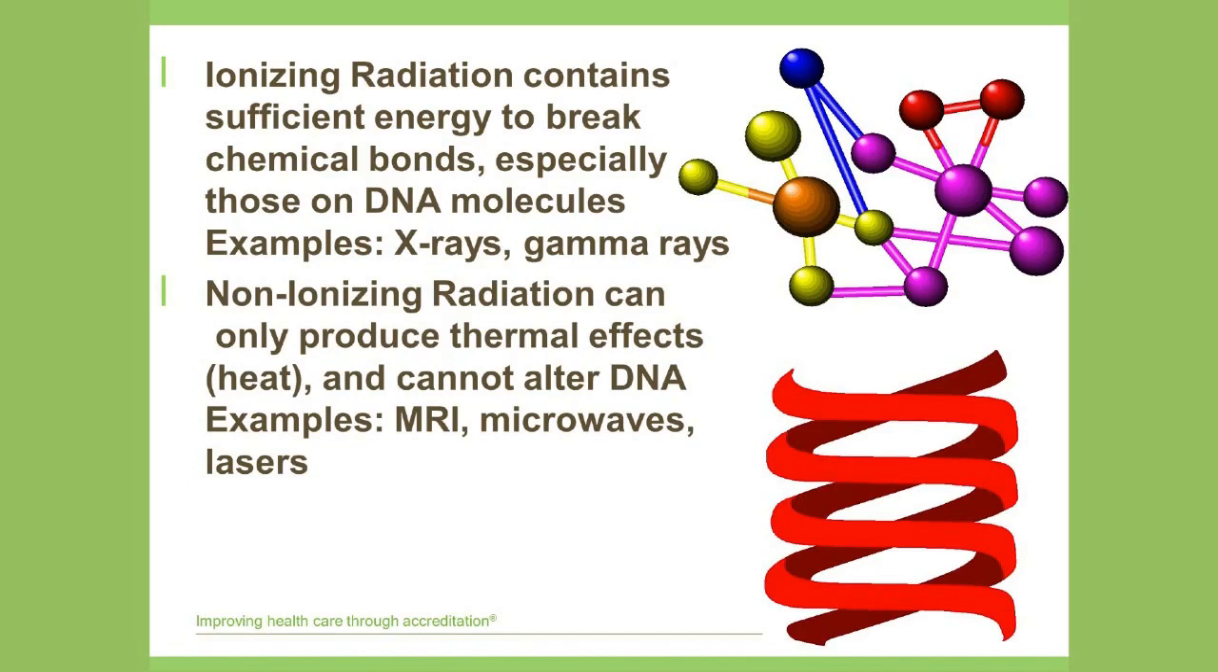Now, the other kind of radiation is non-ionizing radiation, and it can produce effects in cells, but those effects are thermal effects and don't break chemical bonds and don't affect DNA directly, but they can affect cells. Examples of this are MRIs, microwaves, lasers, use of cell phones, things like that. They have different sorts of effects, but not effects that can break chemical bonds or create ionizations in cells, positive and negative ion pairs.